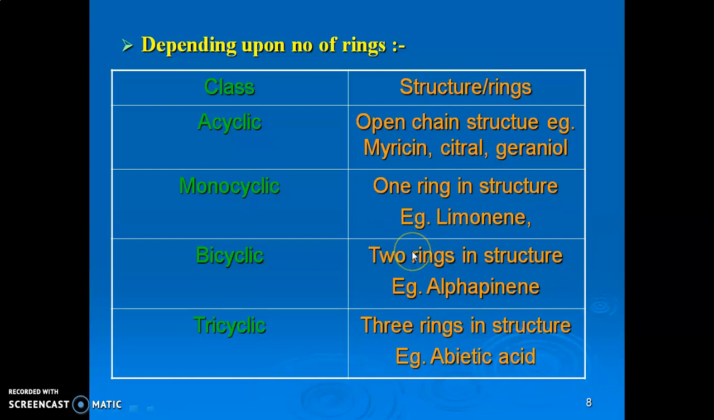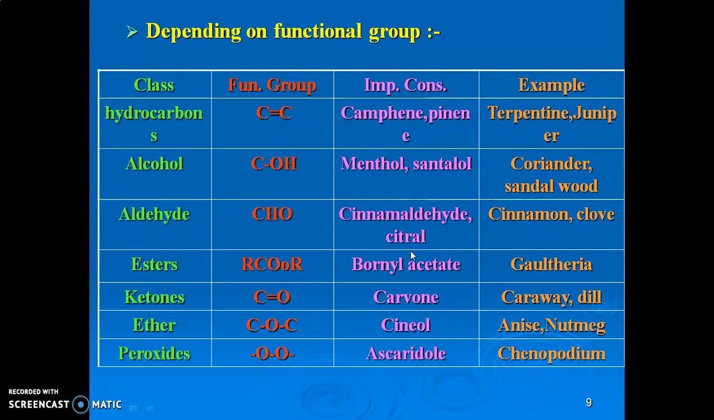Then they are also classified depending upon the functional group present within them. Hydrocarbons, having carbon double bond, important constituents camphene and pinene, turpentine is the example. Alcohol, having OH as the functional group, important constituents menthol and linalool, example coriander. Aldehyde, having CHO functional group, important constituents cinnamaldehyde and citral, cinnamon is the example. Ester, RCOOR is the functional group, valeric acid is the important constituent.